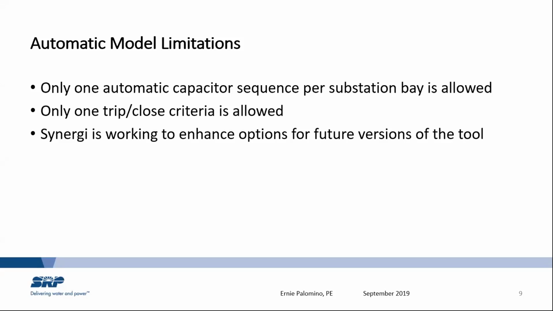So again, we were basing it on substation kVAR. That's fine for the capacitors out in the field, but for the capacitors in the substation, there are actually two criteria that need to be met in order for them to operate. Not only does the kVAR have to be out of range, but you also have to have a certain percentage of load on that transformer for them to work. We have been talking to Synergy, and I know future versions of Synergy will allow you to have more than one trip close criteria. So we have been working with Synergy to address this limitation.